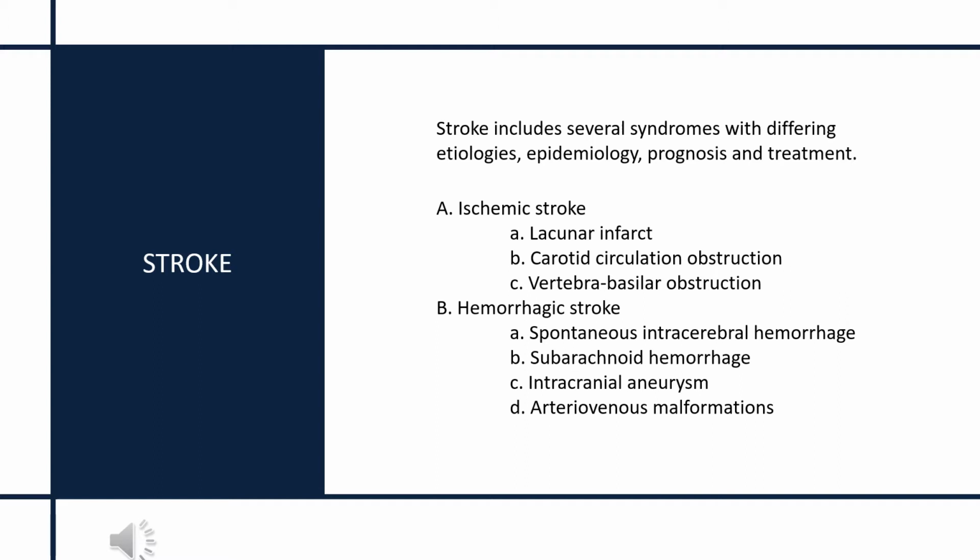Remember that subdural hemorrhages are not included in the etiology of strokes. So these are two major varieties of stroke, or the two syndromes that manifest due to these conditions, and they vary according to the etiology. It can be ischemic or it can be hemorrhagic.